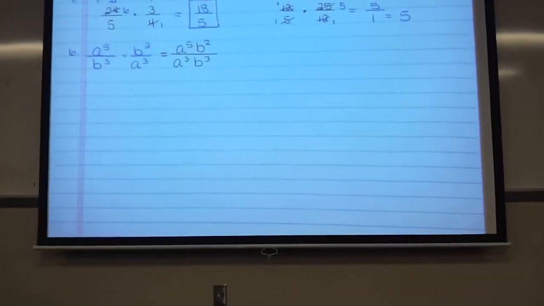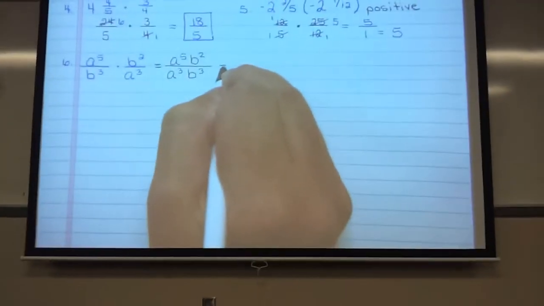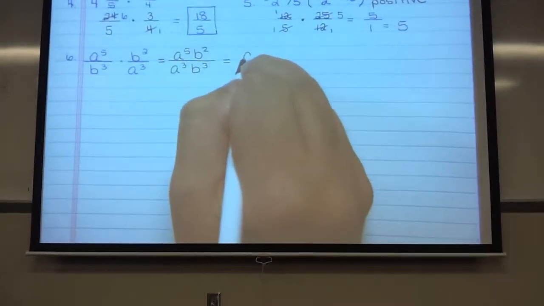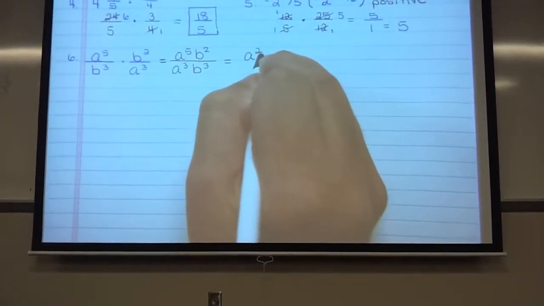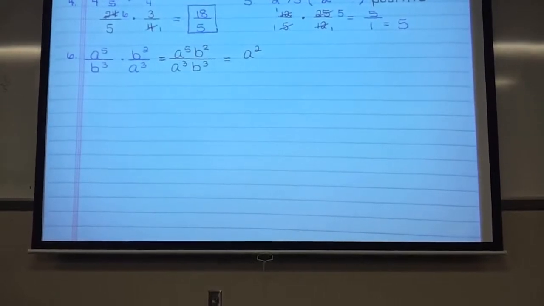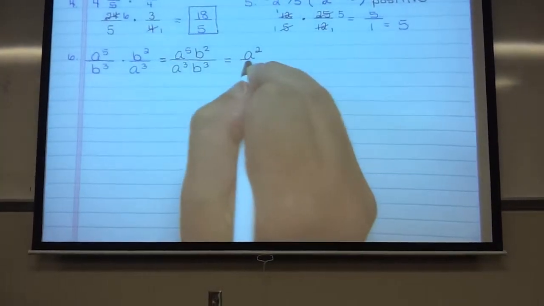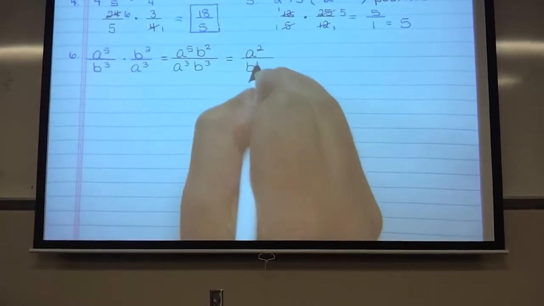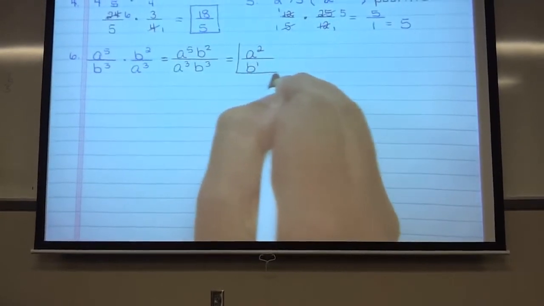And then this is a problem in chapter 2 that we have. Where do you have more A's at? Top. How many more? 2. Where do you have more B's at? On the bottom. And how many more do you have down there? And there is your final answer.